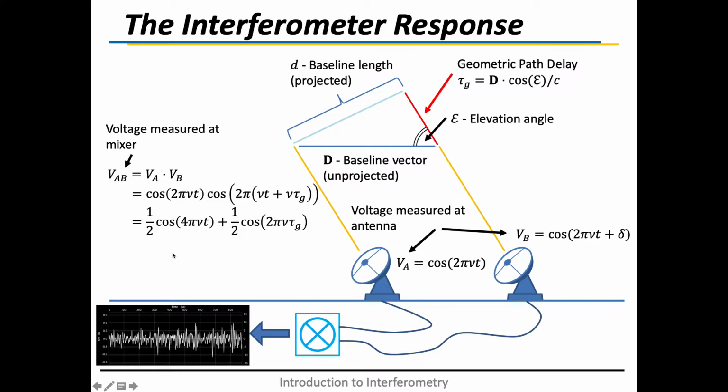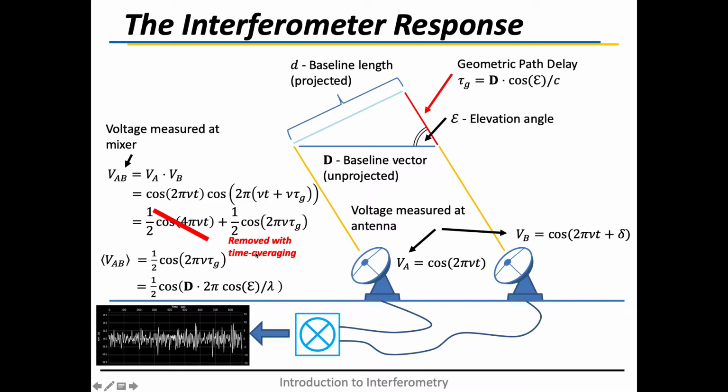There's one component that's time-varying, hence the little t that's there, that's at twice the frequency that was measured on sky. And then there's this other component that does not have a time-varying part, which only depends on the frequency you're looking at and this geometric path delay component. As with many things in astronomy, we typically average over some amount of time. And when you do so, you end up with an output voltage coming from the mixer that only depends on this geometric path delay.